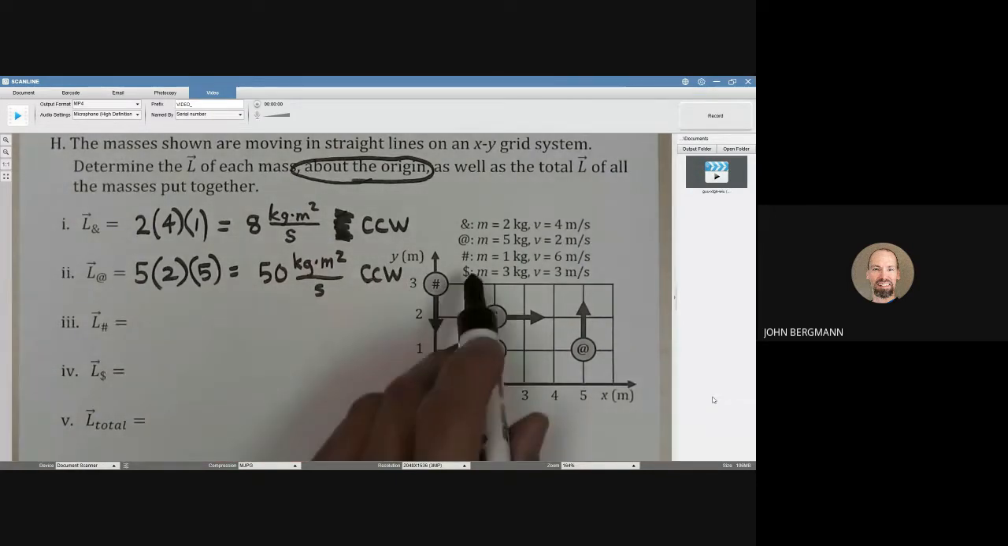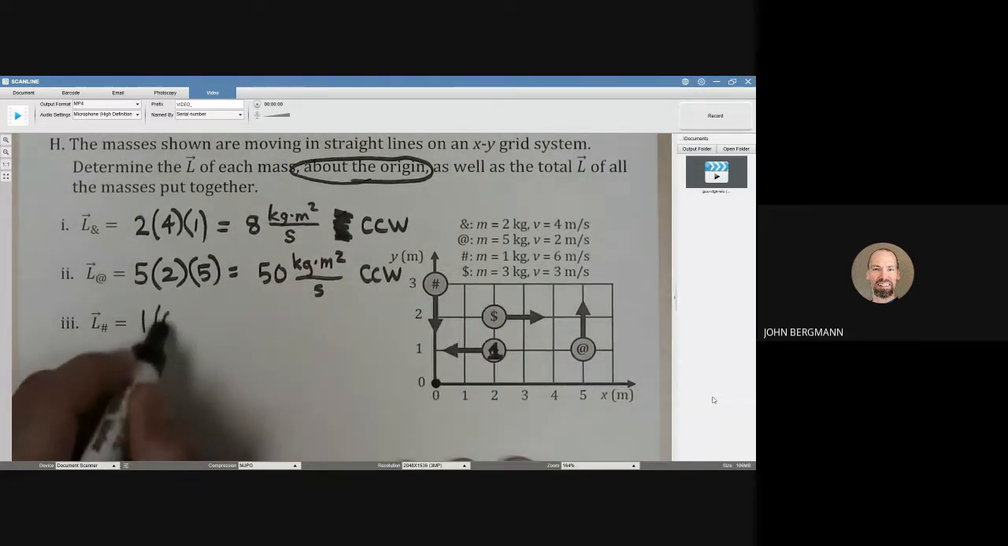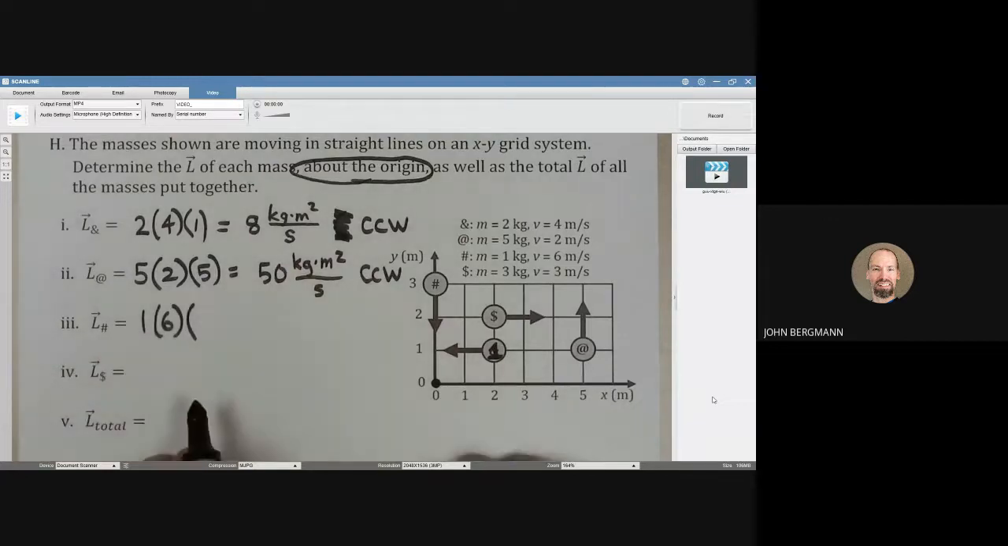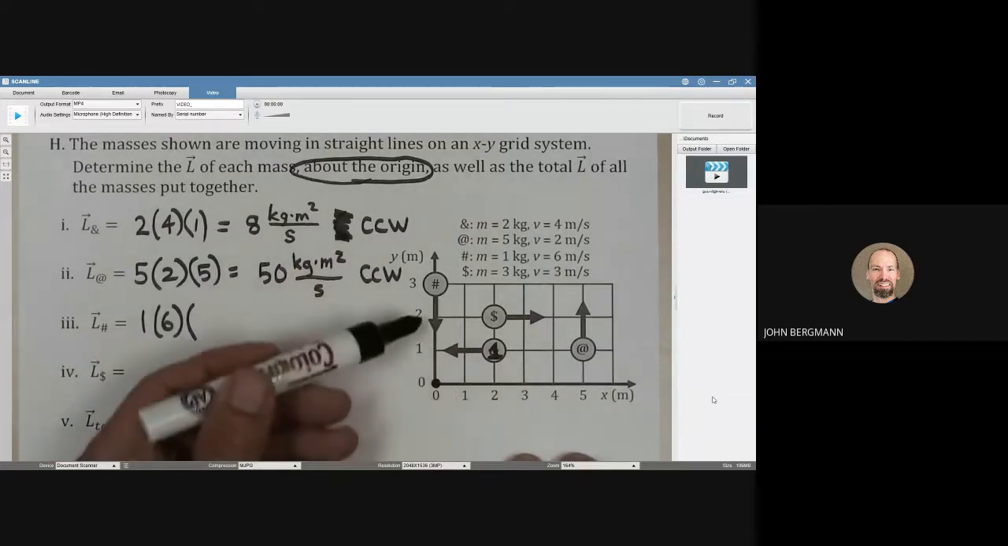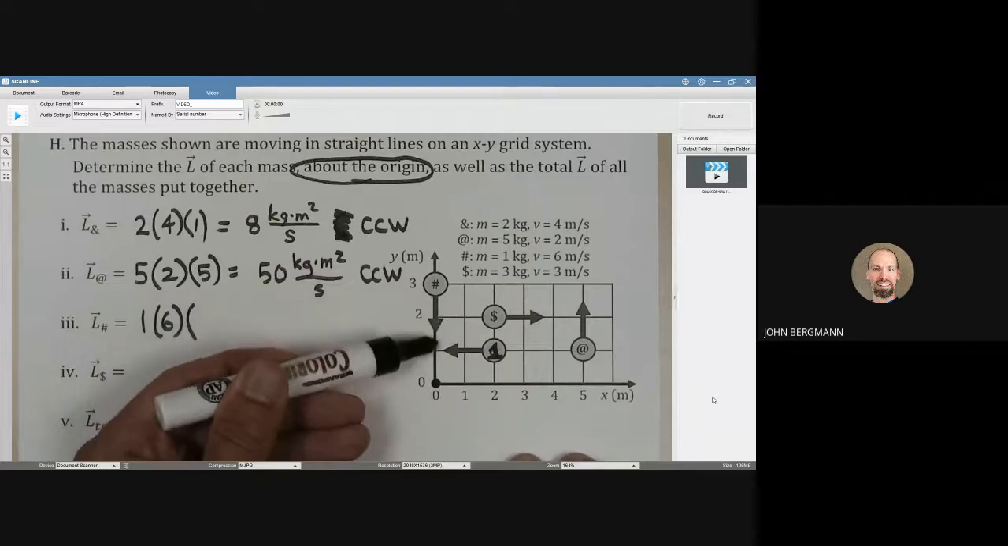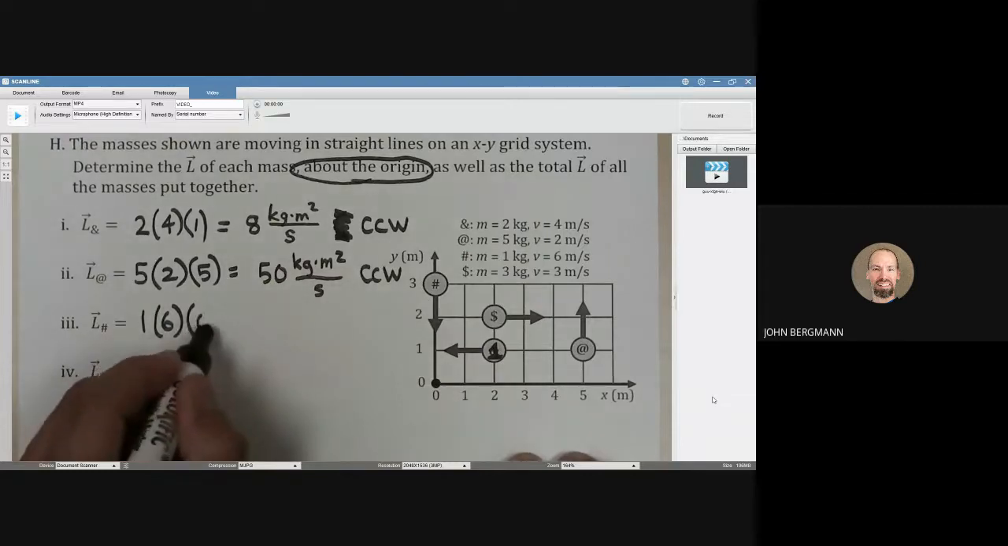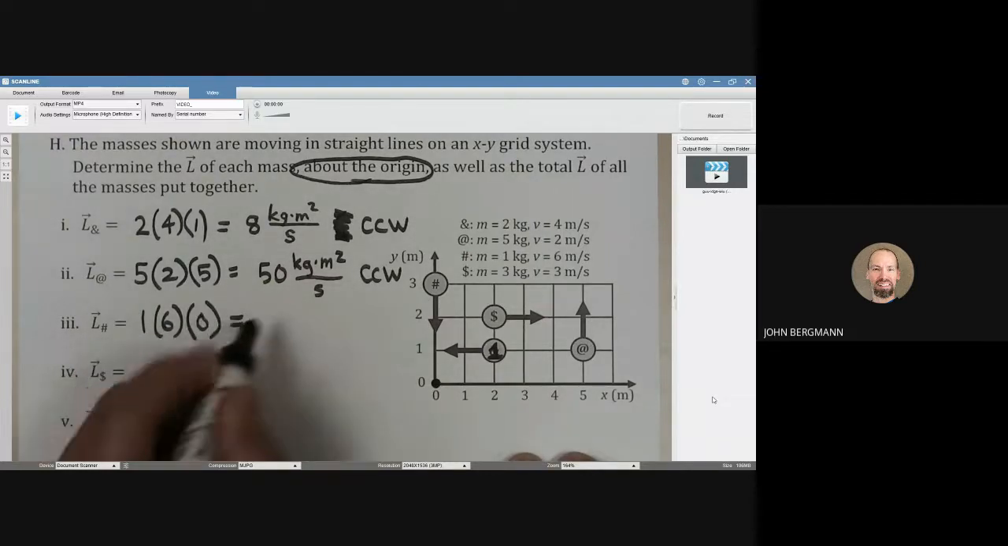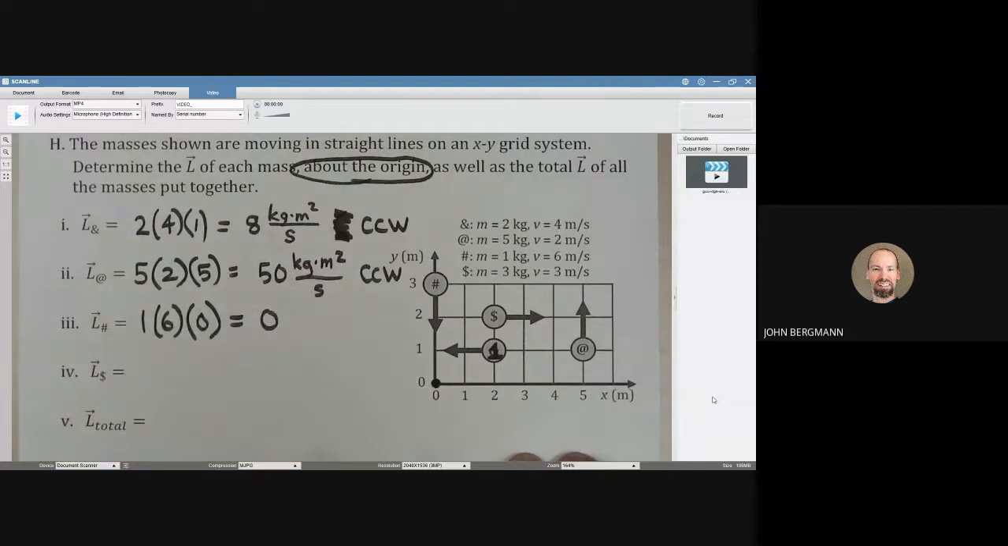How about the next one? The next one has a mass of 1, a velocity of 6. And where is that one? That one's right here. Look at that one. That velocity vector goes right through our point. So the value of r perpendicular is 0. Nothing there.